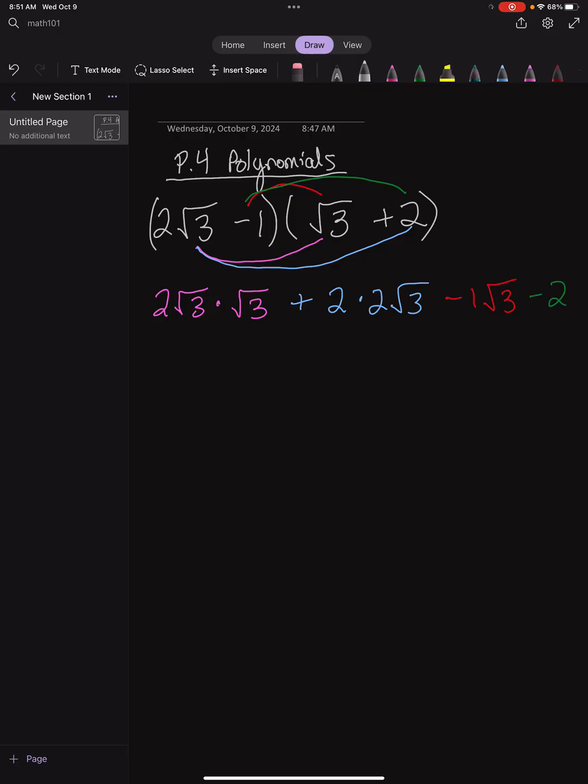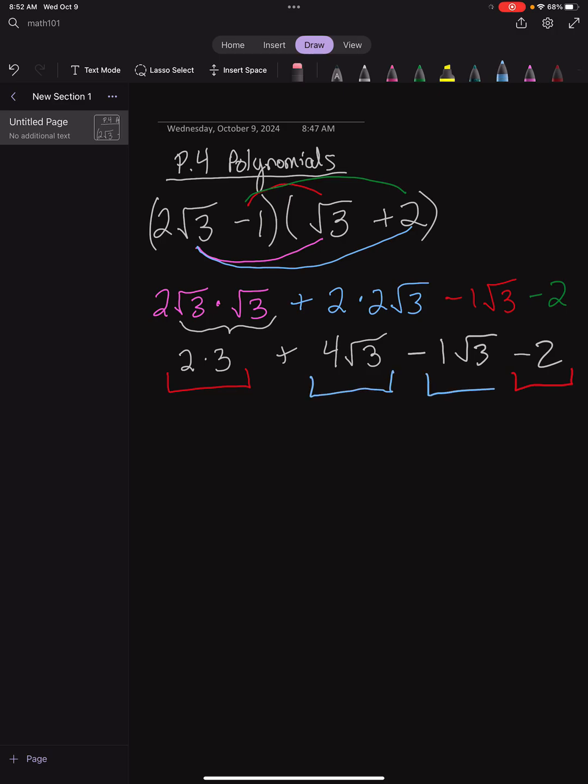Now we get to simplify and combine like terms. Remember that anytime you have a root times a root and the radicand, the number inside, is the same, the roots are basically going to cancel. So that's 3. So we get 2 times 3 plus 2 times 2 root 3. Treat this root 3 as if it's a variable. So really we're doing 2 times 2, which is 4, and we have 4 root 3's, minus 1 root 3 minus 2. Now, we're going to get a number term here, a number term here that do not have roots, and then we're going to get a root term here and a root term here.